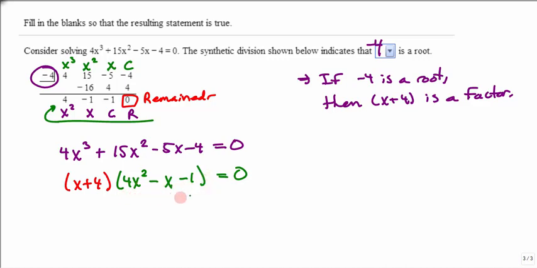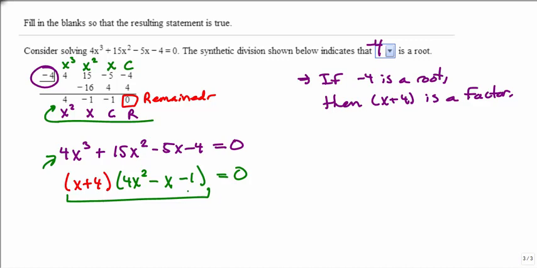Now this 4x squared minus x minus 1 does not factor any further, so I'm done. I can't find any more solutions from this. Our solutions here would be complex numbers. So if we have to keep going and factoring with this, I'm done. But this is how this third degree polynomial factors. This piece will give me a solution or a root of -4. This piece does not give me any solutions at all.